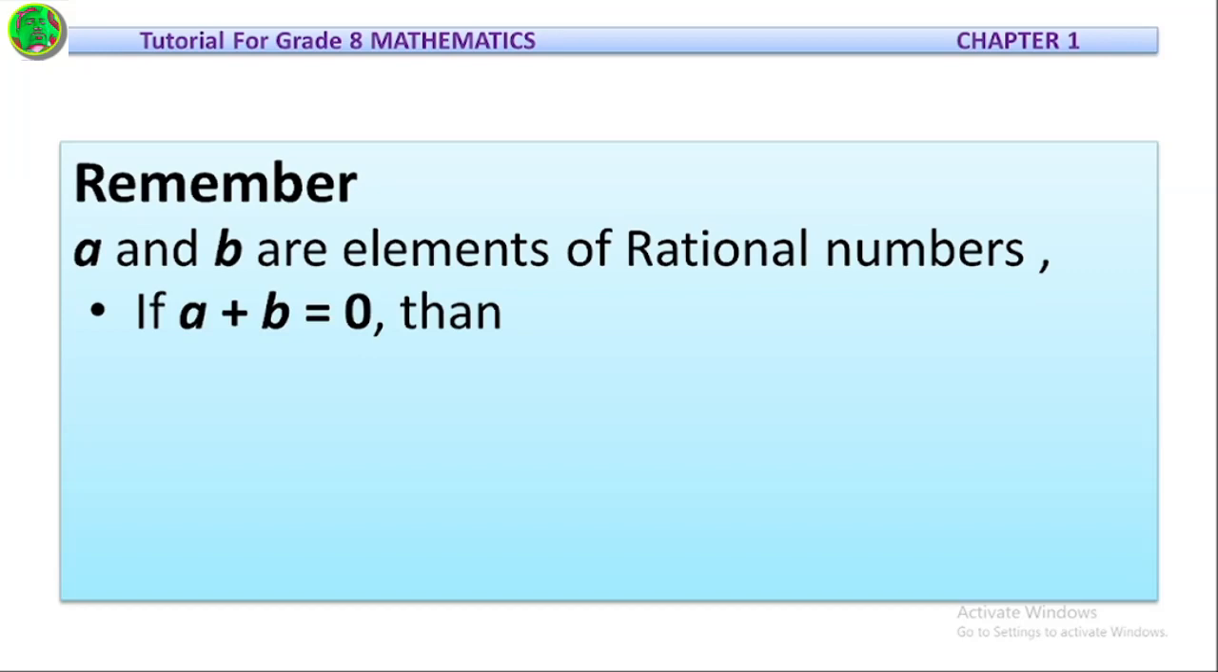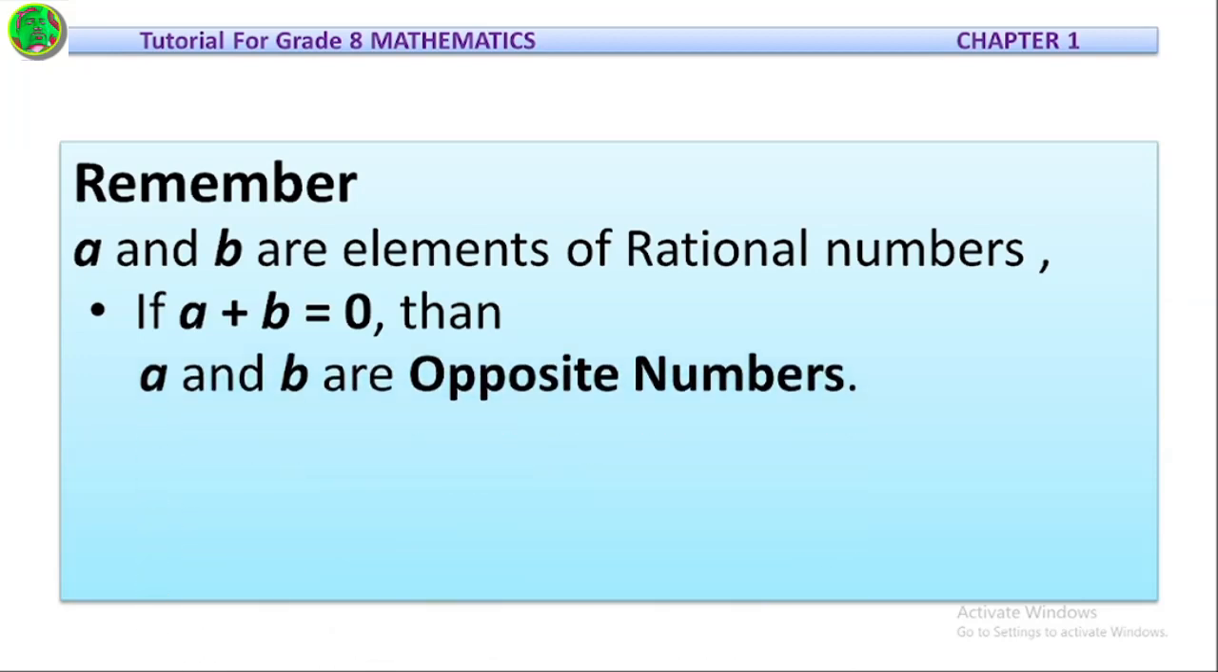So if a plus b is equivalent to 0, the sum of two numbers is 0, then a and b are definitely opposite numbers.